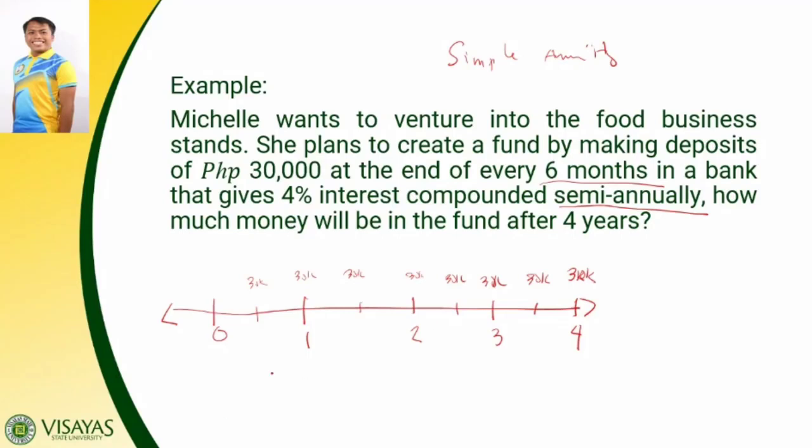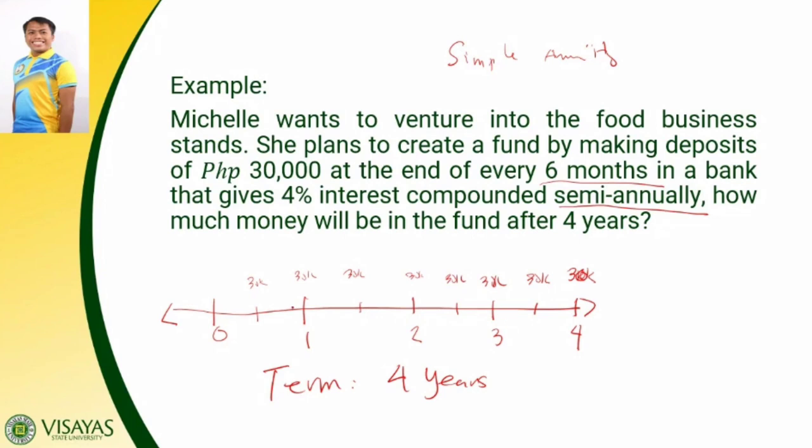Okay? So our term here is the duration, which is 4 years. If you count manually, 1, 2, 3, 4, 5, 6, 7, 8, that is 8 periods. That is 4 times 2, because Michelle will be paying twice a year, since it is semi-annually.